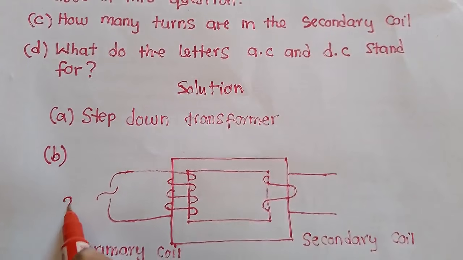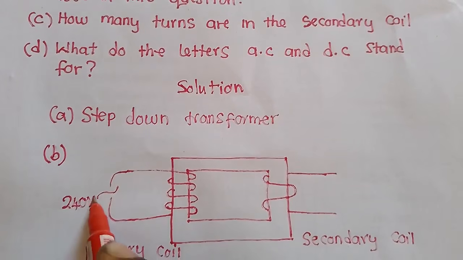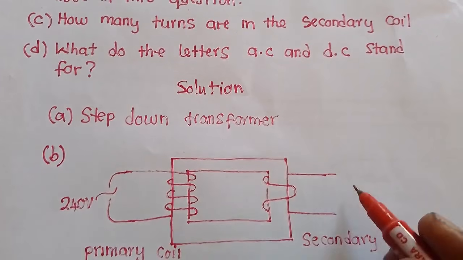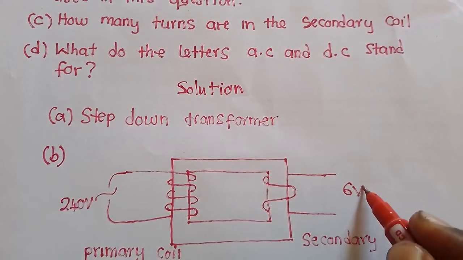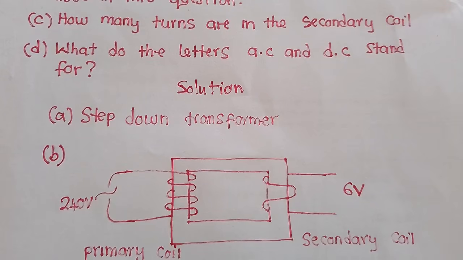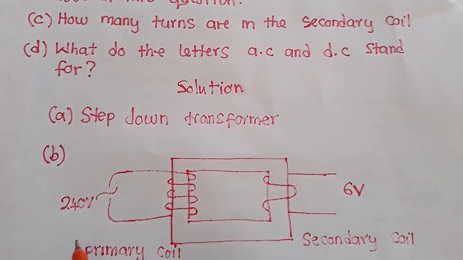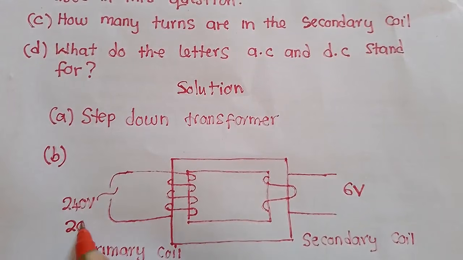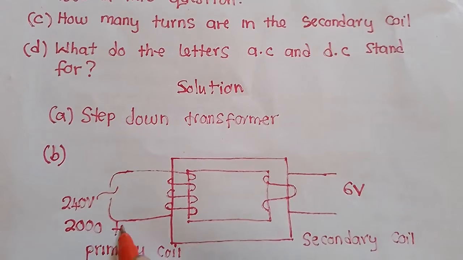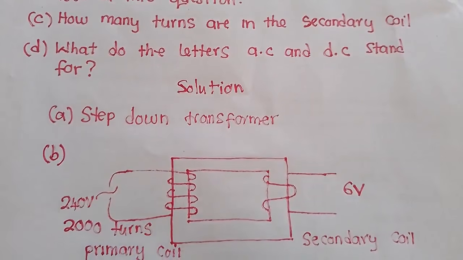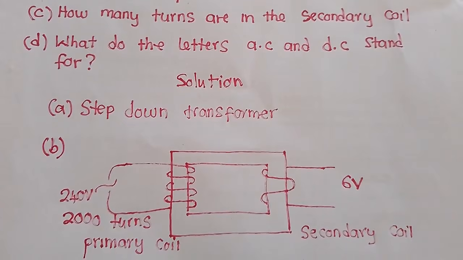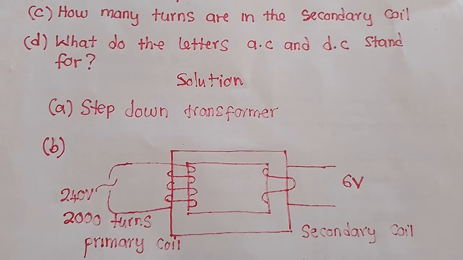The voltage here you are given is 240 volts. The voltage there which you are given is 6 volts. Then what other thing are you given? The number of turns. In the primary we've got 2000 turns. So just put a simple diagram that you are able to understand yourself. This is a transformer which I've written here.